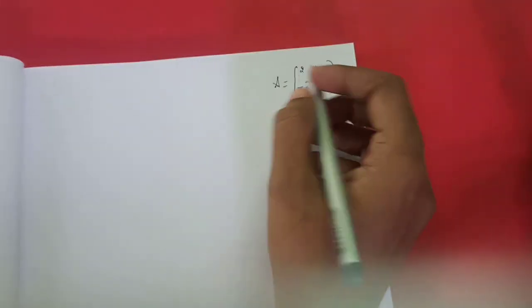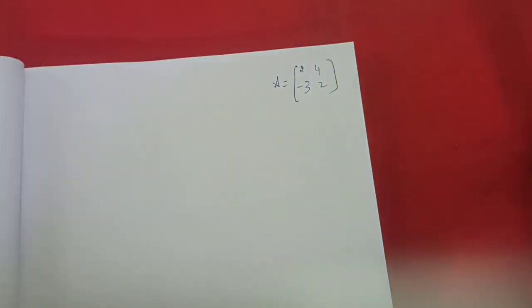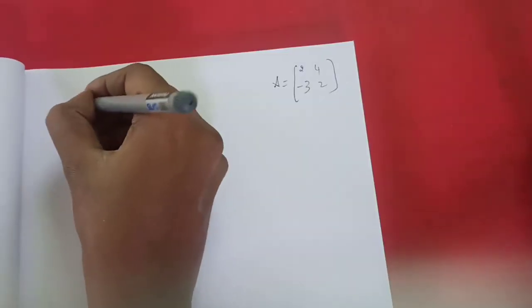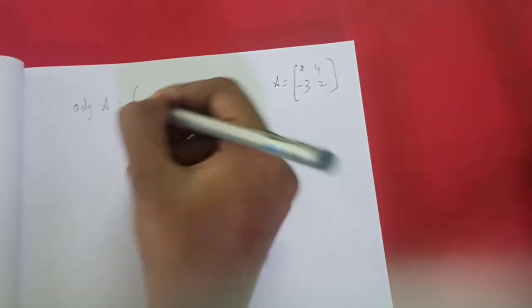Now we are going to find the adjoint of A. For a 2 by 2 matrix, I have taught you the simple method, so we can do it by the simple method. So how will I find the adjoint of A? I am writing the given matrix. Given A is equal to [2, 4; -3, 2]. In the last class I have taught you, if it is a 2 by 2 matrix, we can find the adjoint of A simply, in one line itself.